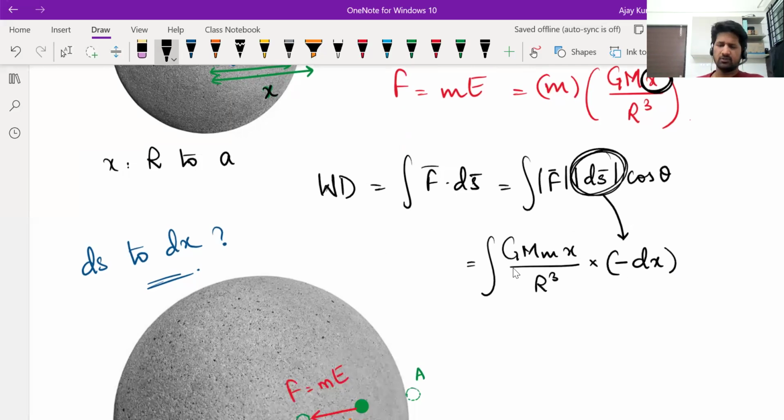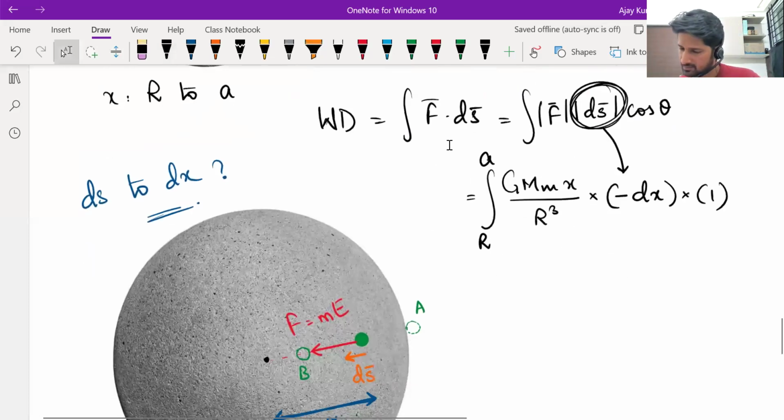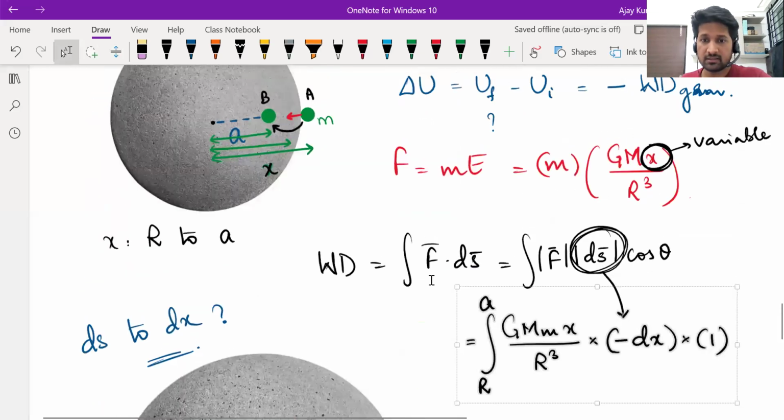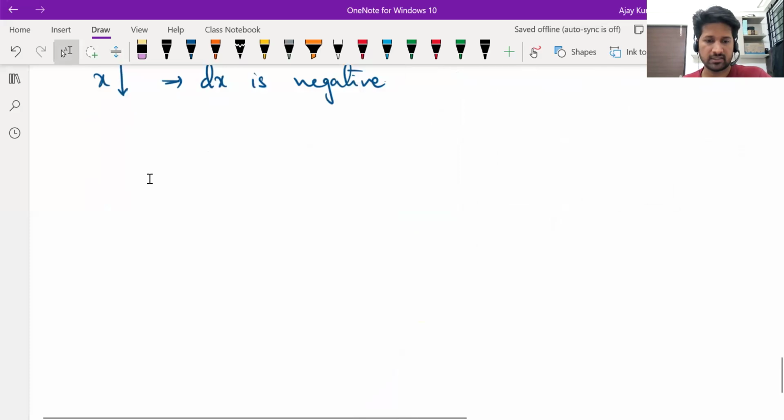Next, cos theta. We know the angle between force and displacement is always 0. Cos 0 is 1. This integration has to be done with limits r to a, because initially the mass was at a distance r, x is equal to r. Finally, it is taken to x is equal to a. And what will this integration give us? It will give us the work done by gravitational force. That we will relate to potential energy and find out the final potential energy.